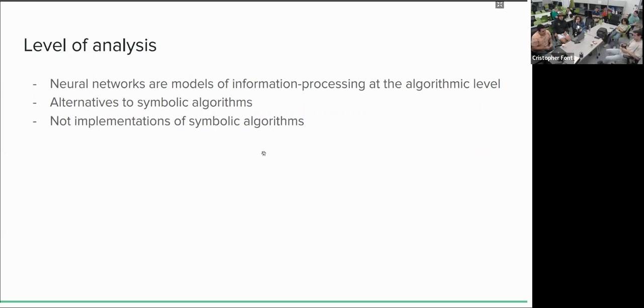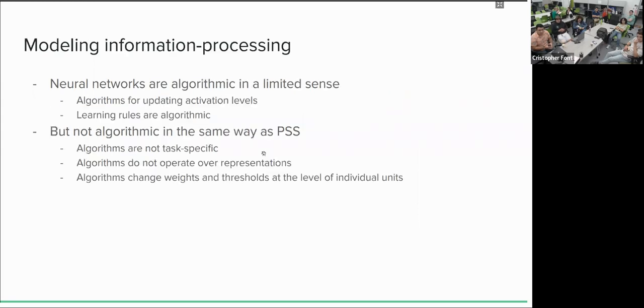Neural networks model information processing at the algorithmic level. What we mean by that is that, for example, the learning process is algorithmic. The way we compute the weights and the biases is algorithmic, but the neural network itself, not really, especially multi-layer networks. They're not implementations of symbolic algorithms. As we saw earlier with the single layer network, yeah, we can implement a NOT with a single layer network, and it's kind of symbolic in a way, but not with the multi-layer networks. A lot more complicated. It's really out of scale for us to imagine.